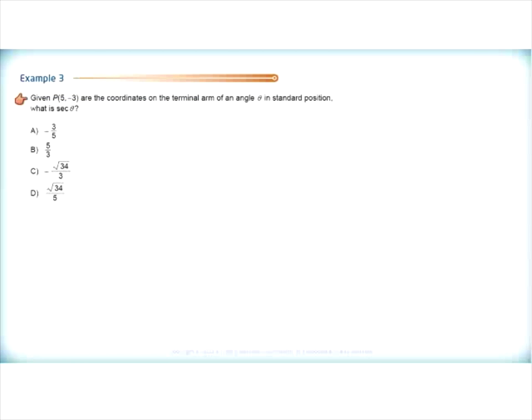Okay, example 3. Again, might be a good idea for you to try this one on your own before I do it. It's a multiple choice question. You're given the point 5, -3 are the coordinates on the terminal arm of an angle theta in standard position. What is the secant of that angle? Okay, so let's draw a diagram.